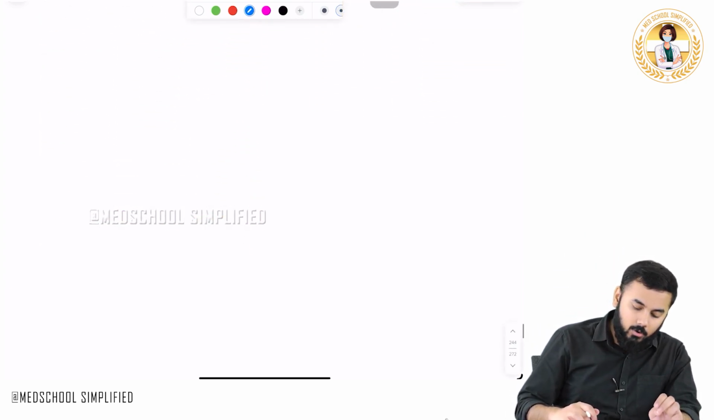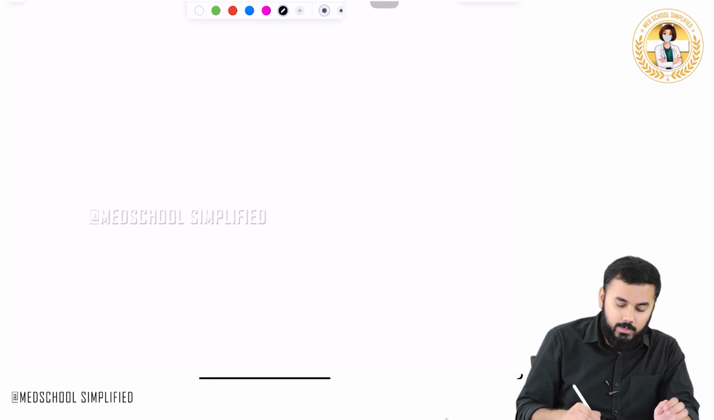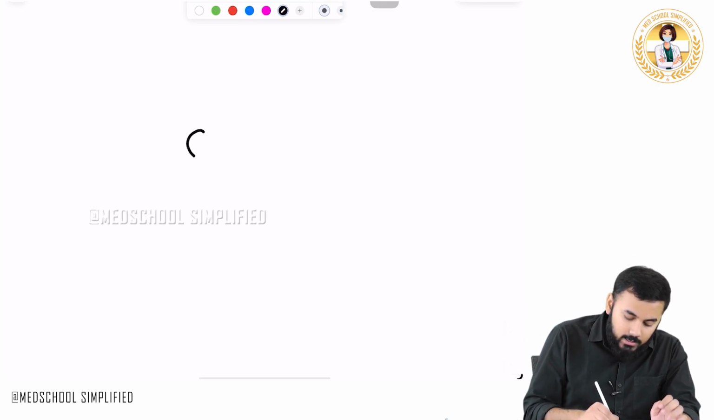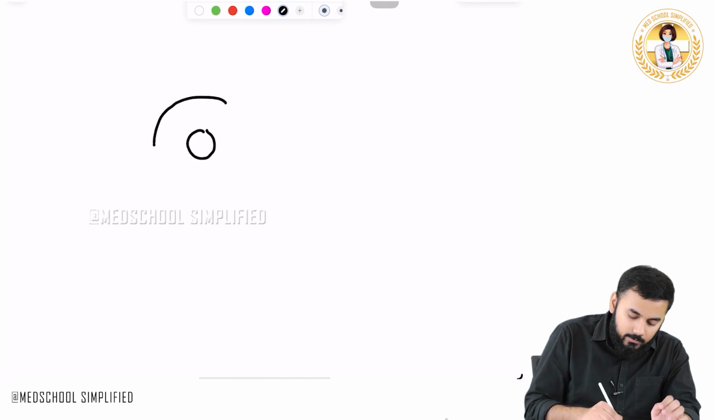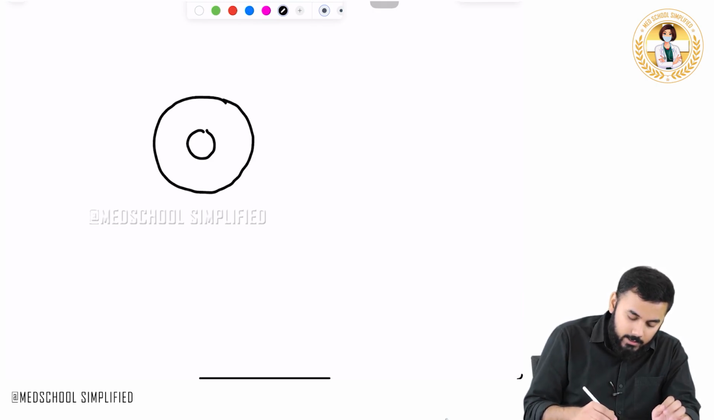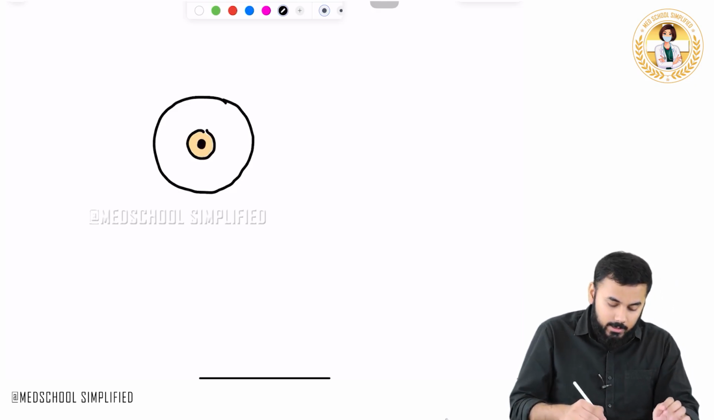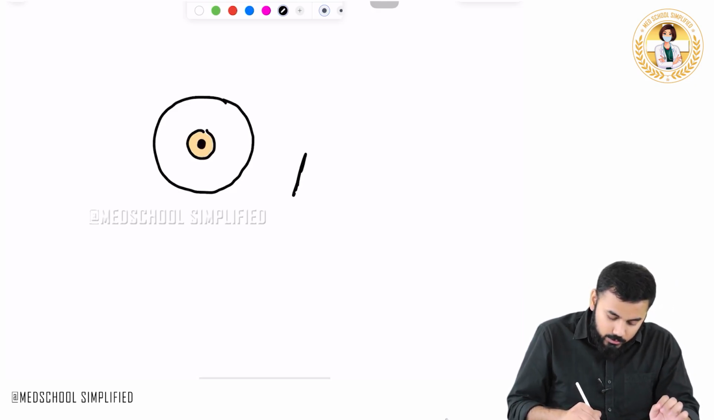So let us draw these eyeballs over here. Let us say that this is your eye, and this is your eyeball in the center. Let us also say that this is the nose.